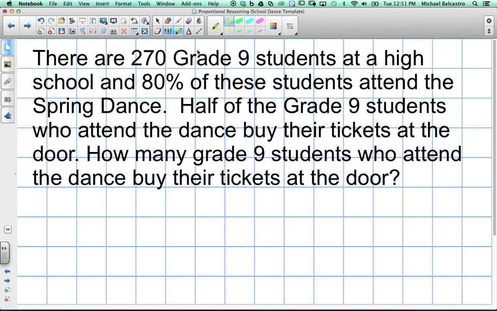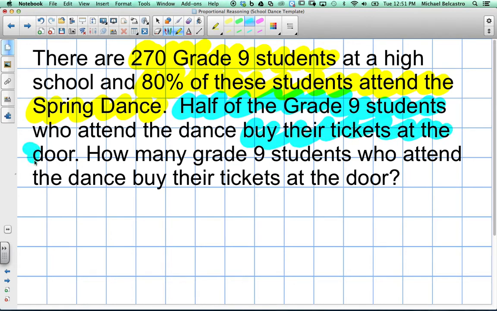So this is kind of like a two-part question. Let's highlight our first part. There are 270 grade 9 students, and 80% of these students attend the spring dance. So most of that is important information. Part 2: half of the grade 9 students who attend the dance buy their tickets at the door. And the question asks us how many grade 9 students who attend the dance buy tickets at the door. So we have our part 1 and part 2, and we're going to essentially have to set up almost two parts of this question.